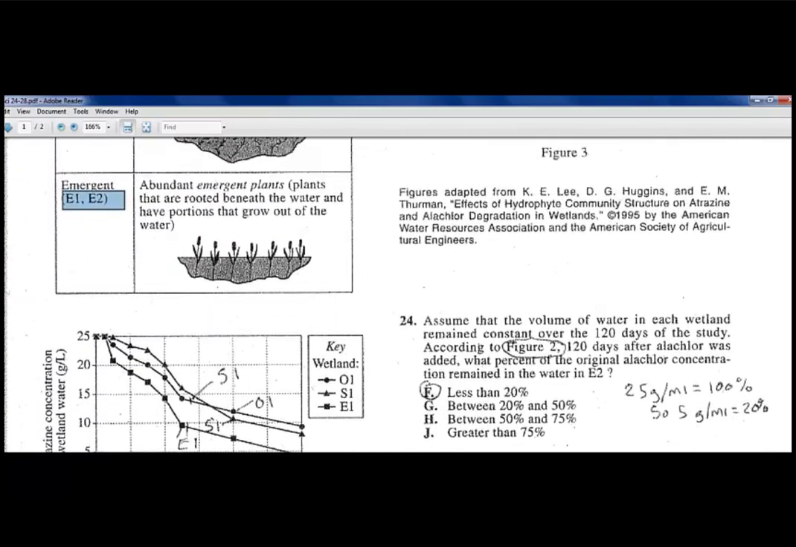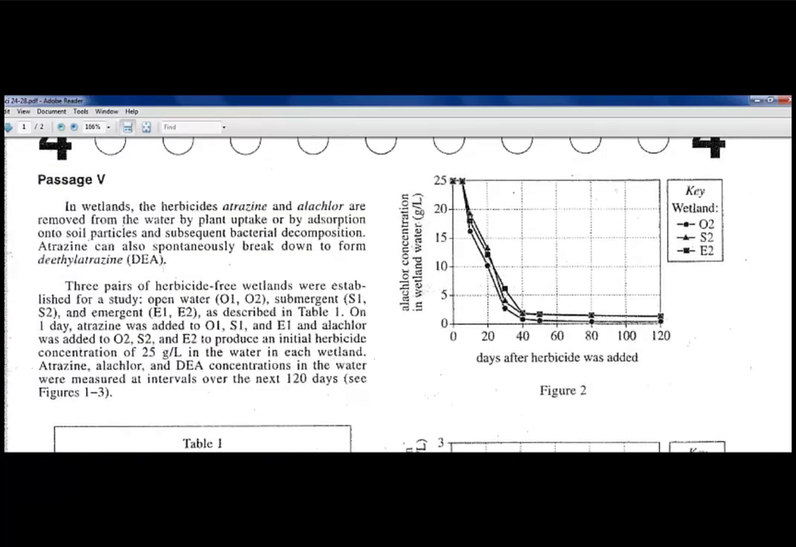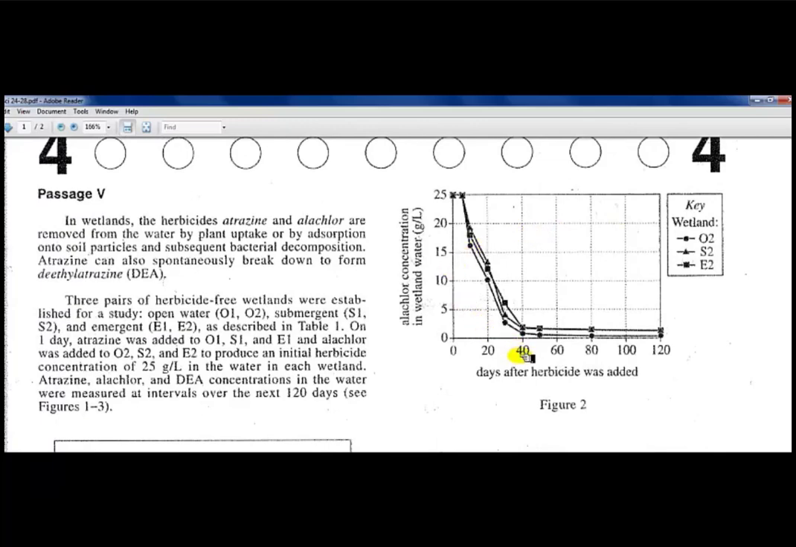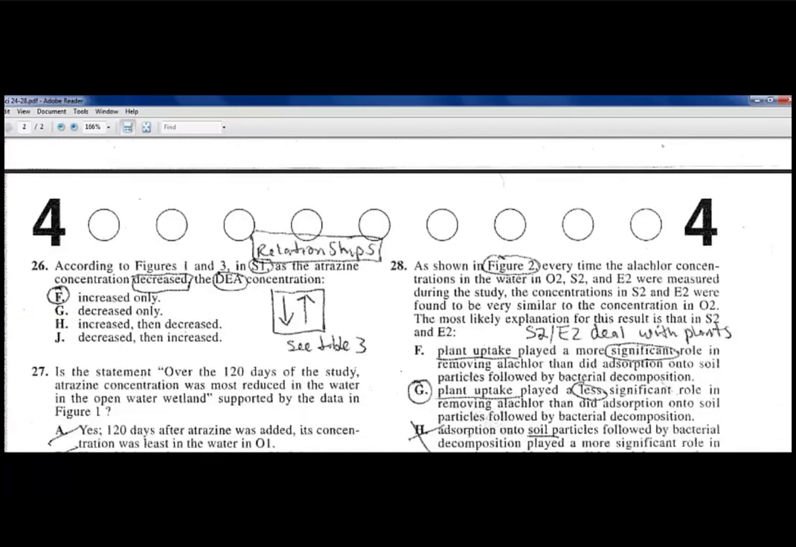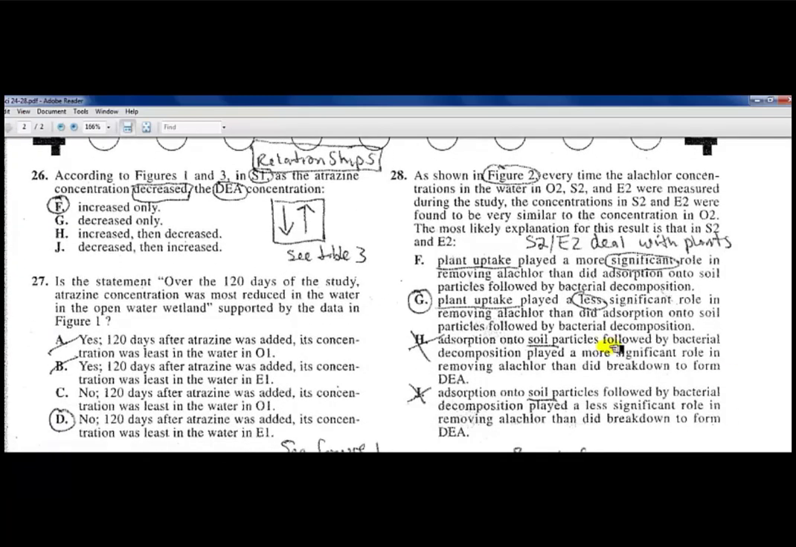If the plants did something to the concentration of this drug or herbicide, then the open water one would look different because the plants would have absorbed more. But in this case, it didn't. So that tells you that the plants didn't really do anything. Take a look at G. G says plant uptake played a less significant role in removing an allicor than did the absorption into the soil particles followed by bacterial decomposition. Plants didn't really have anything to do with this.